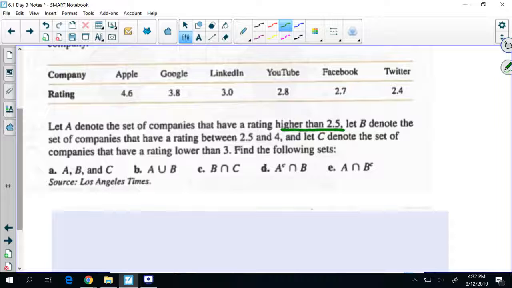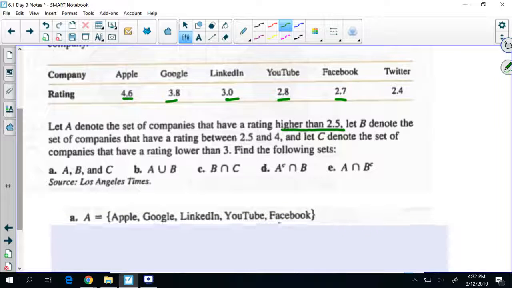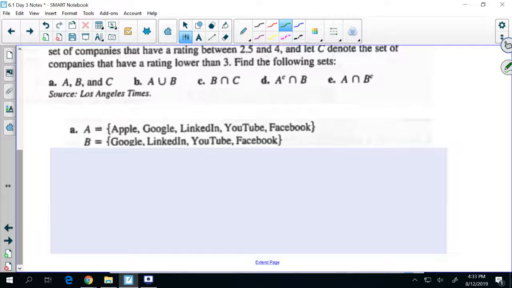Higher than 2.5. So higher than 2.5 would be all of them but Twitter, right? And so we could say that set A is Apple, Google, LinkedIn, YouTube, and Facebook. And if you want to shorten that up, shorten it up. What would B be? Set B are companies with a rating of 2.5 to 4. So this one's over 4. So it would just be these 4, right? So that would just be Google, LinkedIn, YouTube, and Facebook.